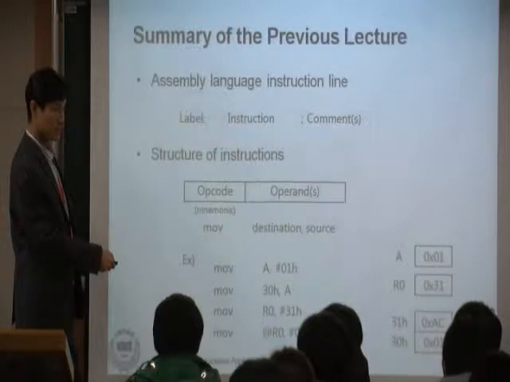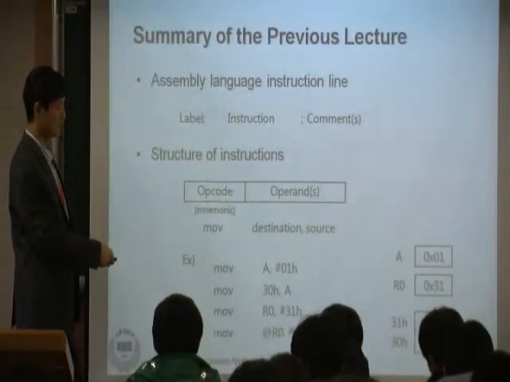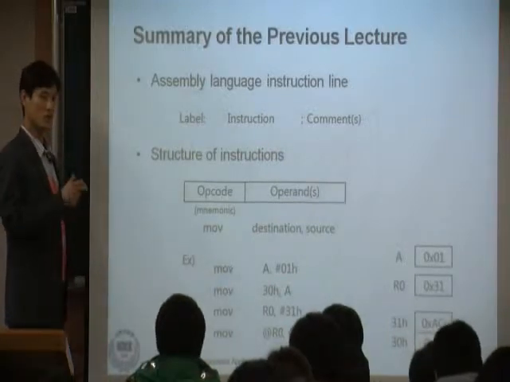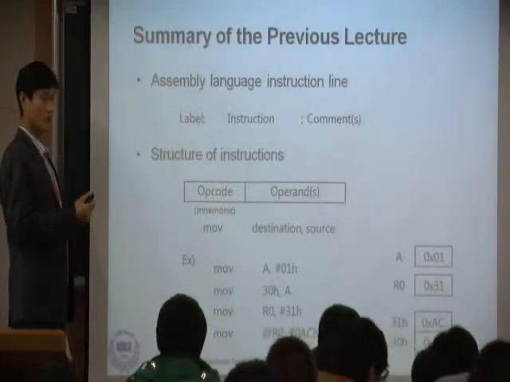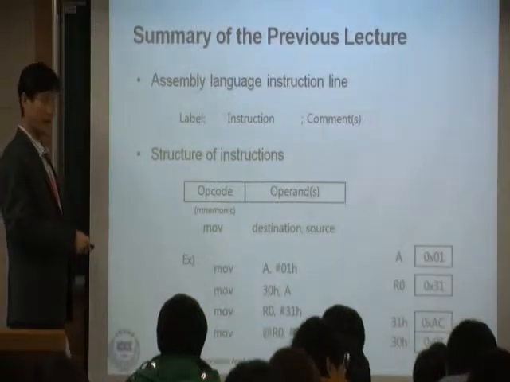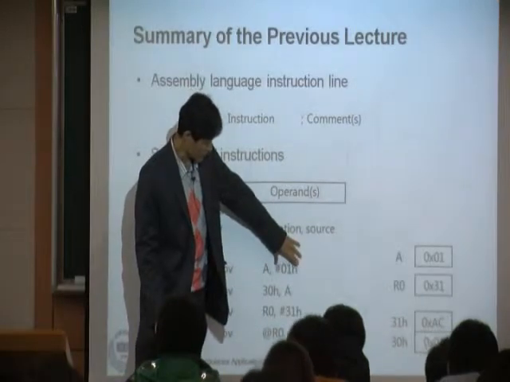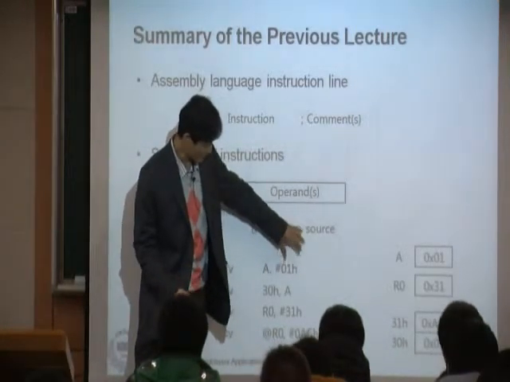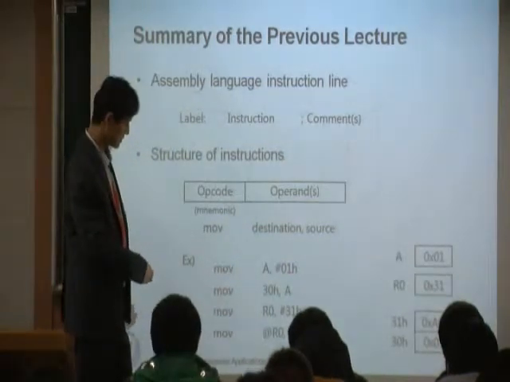what is this? Pound or hash. Okay, so we call this pound. Generally in the US, we call this pound. In the UK or some of the European countries, they call it hash. Okay, it's basically the same thing. So #01H, that's an immediate value. So you put this value into A. Okay, that's what this instruction does.